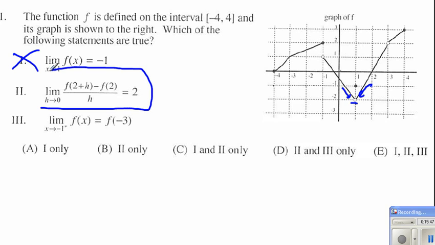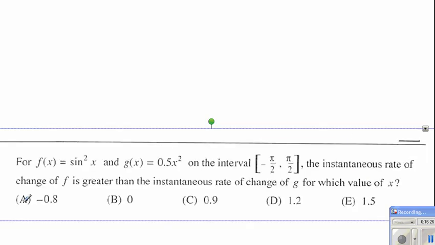How about here? This expression, in fact, is the derivative of f when x equals 2. So let's look at it when x equals 2. What's the derivative? It seems like the derivative is about 2. So that is okay. How about here? As x approaches -1 from the right side, it is in fact approaching one value, 1. But f of -3 is still equal to 1, so that is also okay. So second and third one only. Choice D. All right.